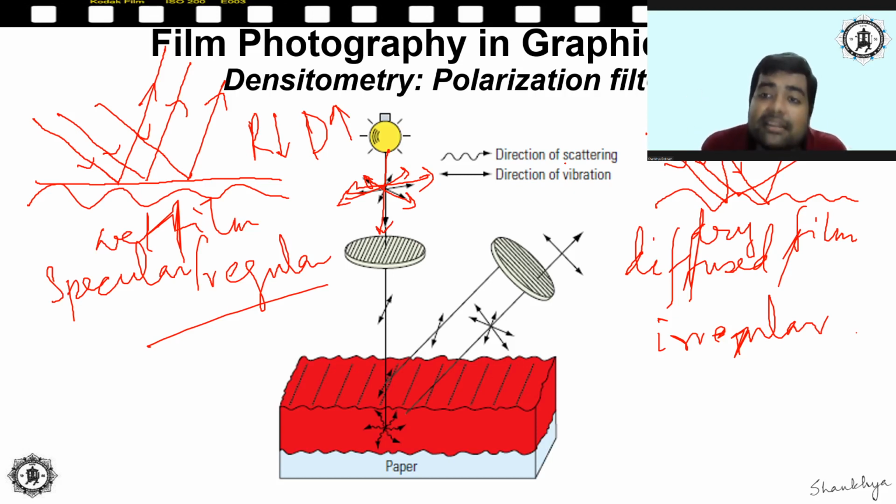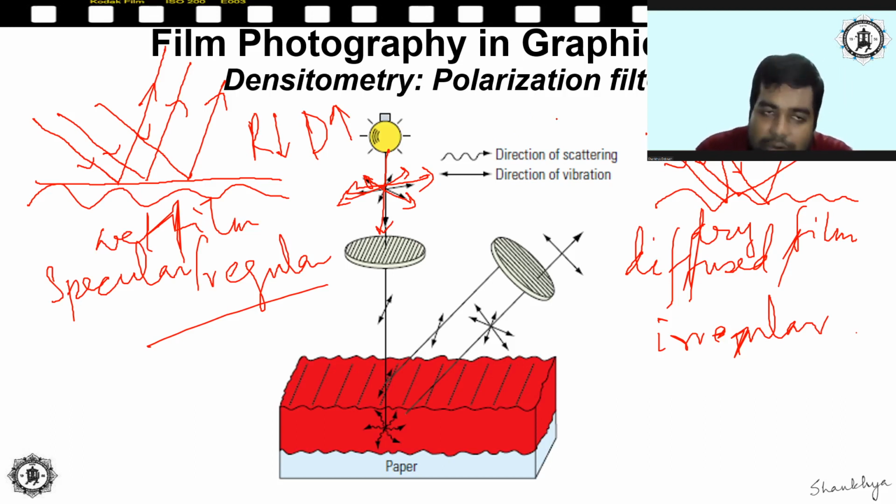So because of this diffuse reflection, the detector in the densitometer will receive greater amount of light. So if the detector in the densitometer receives an increased amount of reflected light, then density decreases. So what conclusion did we come to from here?